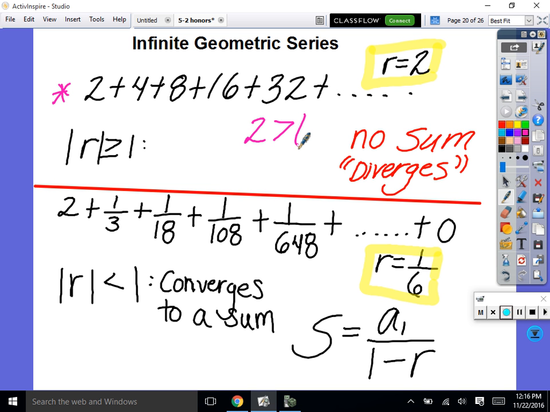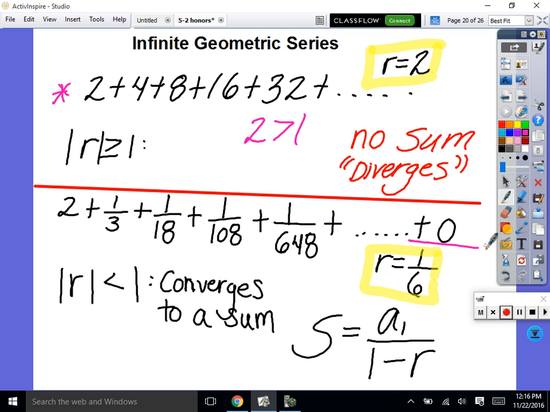Isn't this just getting smaller and smaller and smaller and teenier and smaller? Now think about it. Isn't this eventually going to get so small that we're basically adding 0? Does that make sense? So then that would have a sum. So that converges, it converges to a sum. So this is an infinite series.